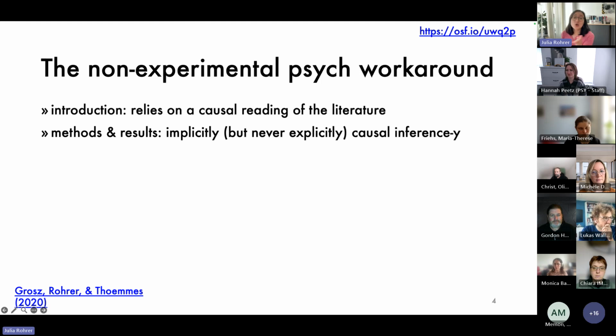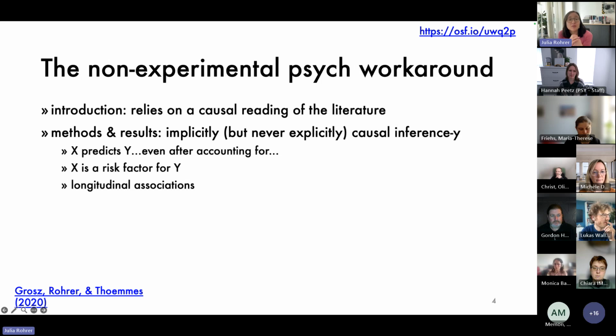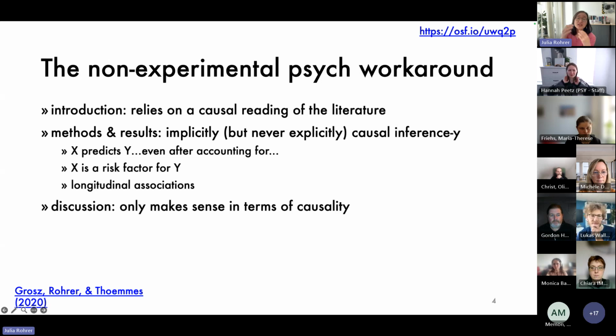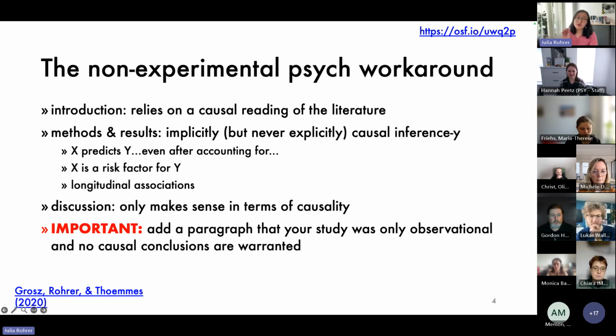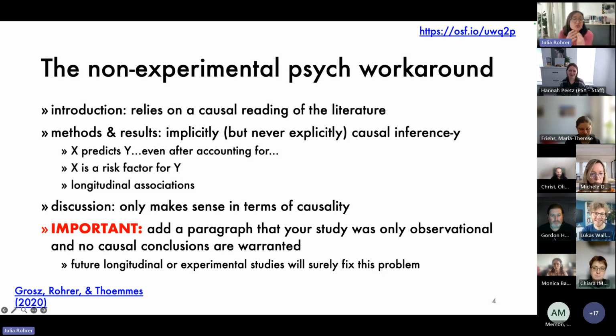They never state, oh, we are going to identify the causal effect of this on that, but rather they might talk about, oh, X predicts Y even after accounting for these other variables. So maybe X is a risk factor for Y, whatever that is, or they might talk about longitudinal associations. And then again, we have a discussion, and that again makes only sense in terms of causality. So we're talking about the important implications of our findings. And then it's very important that you add that one paragraph that your study was only observational and no causal conclusions are warranted. And then you might nod to future either longitudinal or experimental studies that will surely fix this problem.